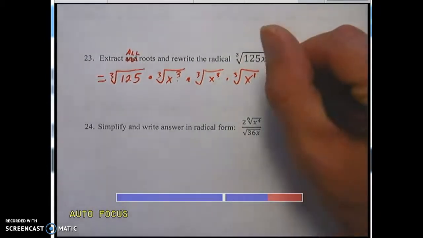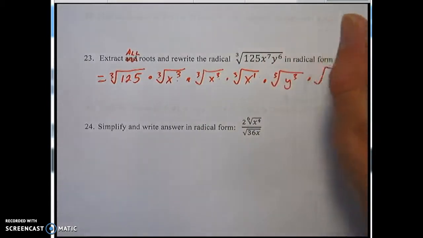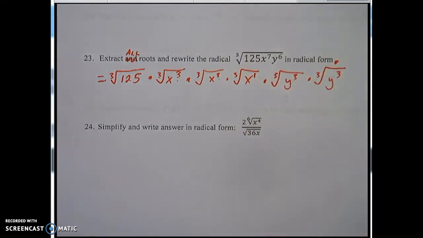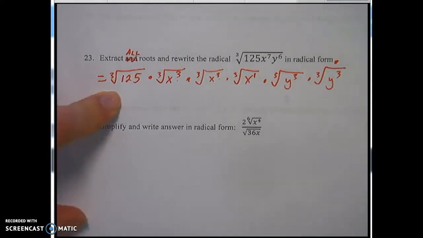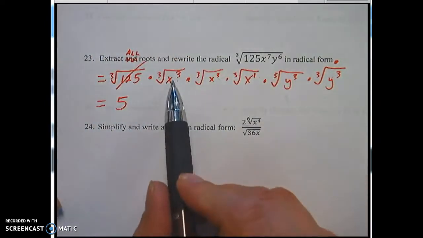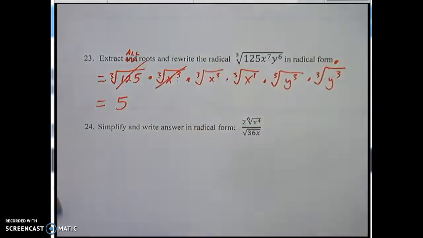I'm going to do the same thing with the y's. Cube root of y cubed times the cube root of y cubed. 3 plus 3 is 6. I've got all those y's in there. At this point, what we want to do is just take the cube root of everything we can take the cube root of. The cube root of 125, over there, it's just 5. The cube root of x cubed, the cubed and the cube root, they cancel each other out, leaving us with just an x. And here's another x.